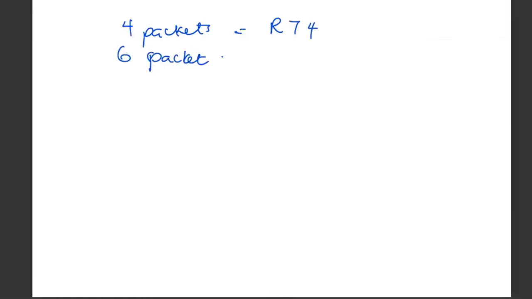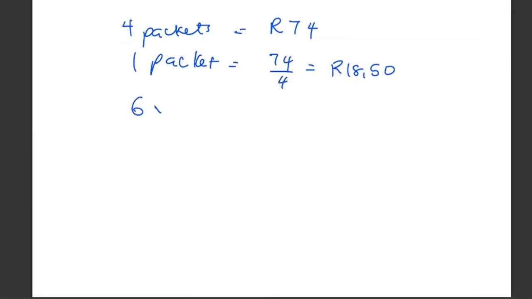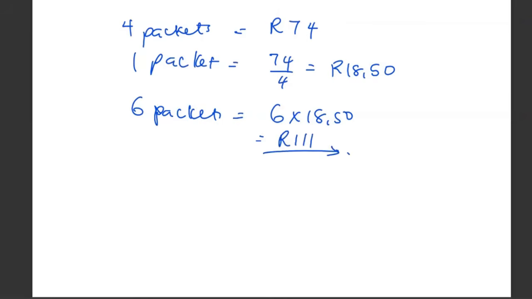So someone can also start by looking at the cost of 1 packet, to say that 1 packet is going to cost 74 divided by 4. Okay, so 74 divided by 4, that's 18 rand and then 50 cents. And then speaking of 6 packets, it's going to be 6 multiplied by 18.50. So 6 times 18.50 gives me 111. Okay, so that is what we are having in that case.